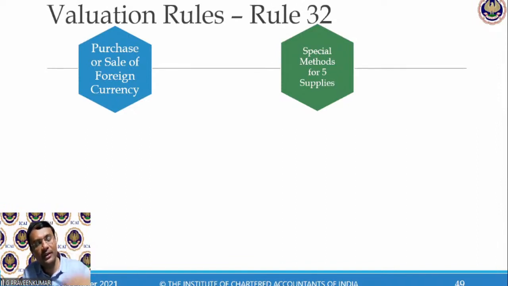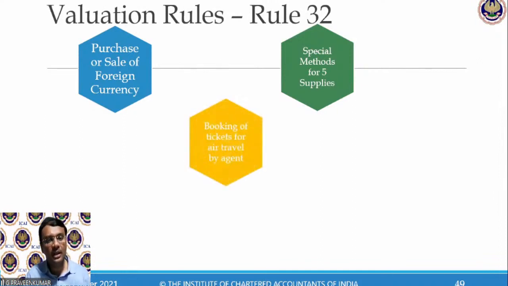So for purchase or sale of foreign currency, how do we determine the value of supply? Second, booking of tickets for air travel by an agent. So if I have to travel, there is this agency called, what do you call them, air travel agents. No, other than Make My Trip or Goibibo, those are all e-commerce operators. There are travel agents who do this booking. These days, technology is so simplified that sitting at your home, through mobile or internet, I can do the booking.